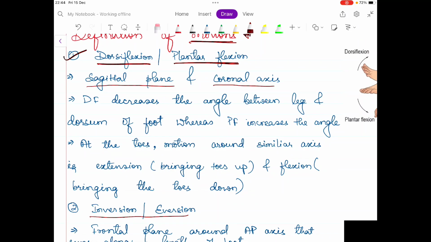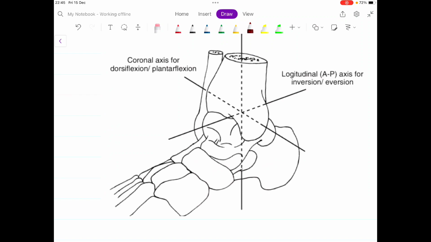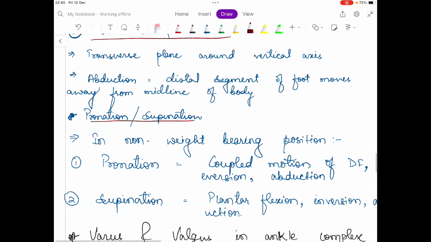But still, I am repeating it once again. The sagittal plane is that kind of plane which splits the body into equal right and left. And the coronal axis is drawn from the right towards the left or from the left towards the right, as you can see here in this diagram. So this line here is your coronal axis, and around this axis the dorsiflexion or plantar flexion movement occurs.